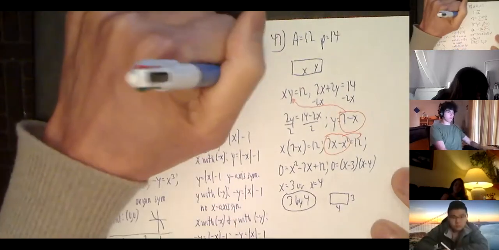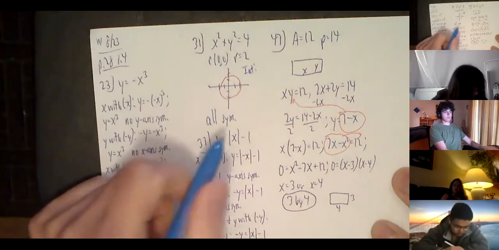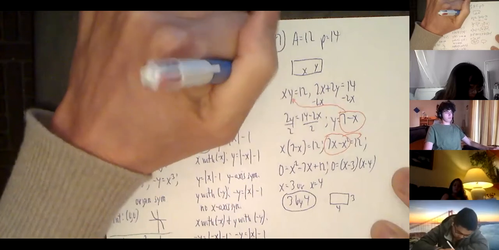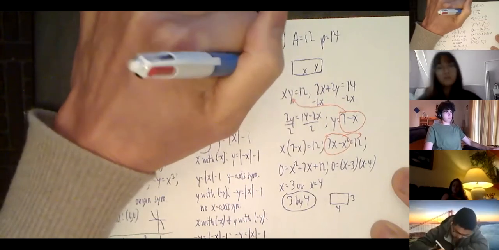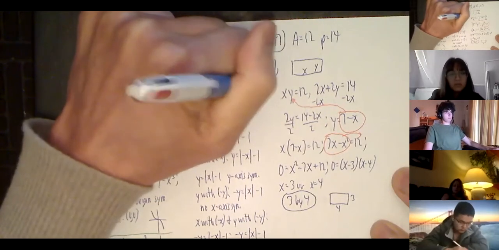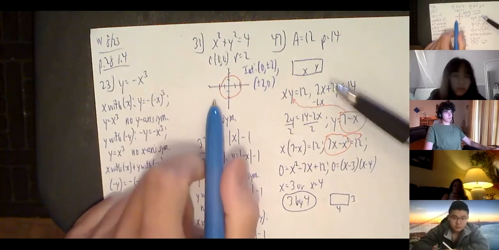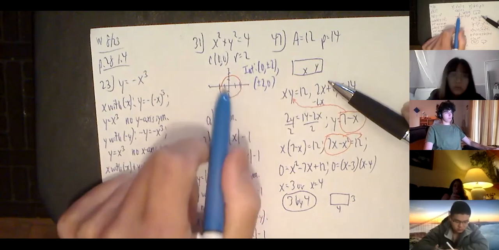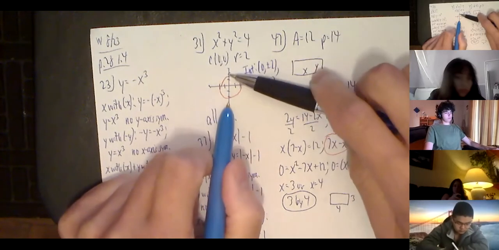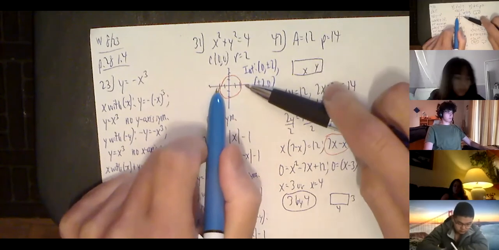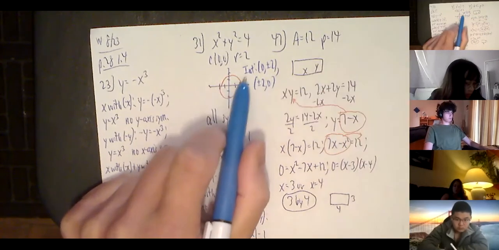So for the intercepts, looks like I have that one, that one, that one, and that one. So I'll write 0 plus or minus 2, and also plus or minus 2, 0. Okay, so I have 4 intercepts. So 0, comma, plus or minus 2, those are the y-intercepts. And then plus or minus 2, comma, 0, those are the x-intercepts.